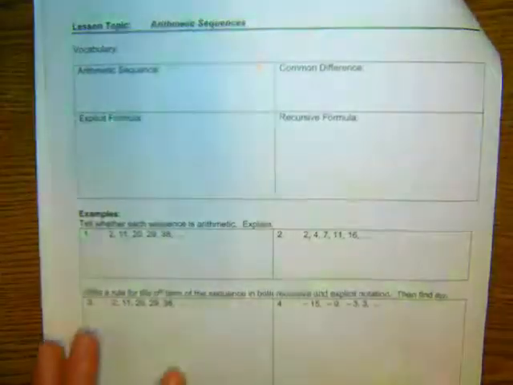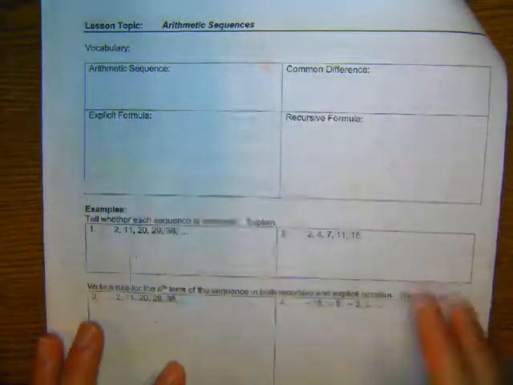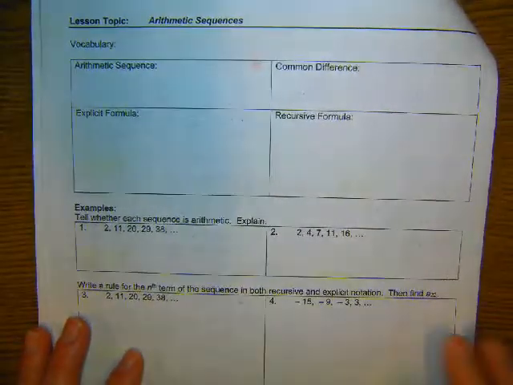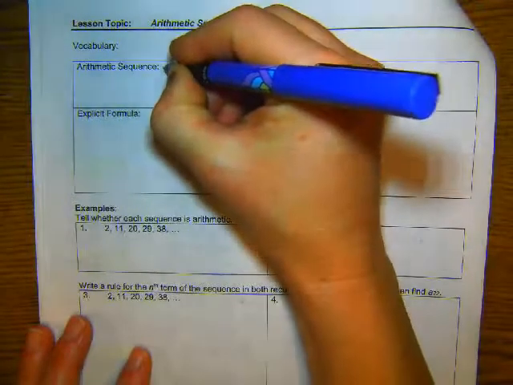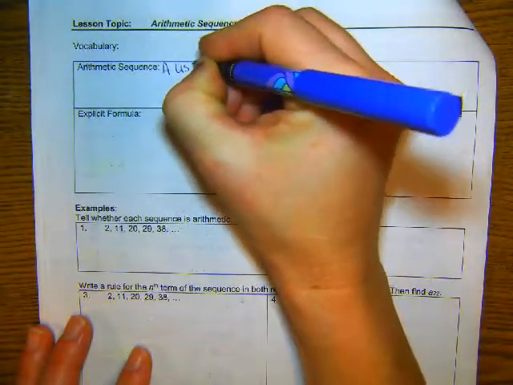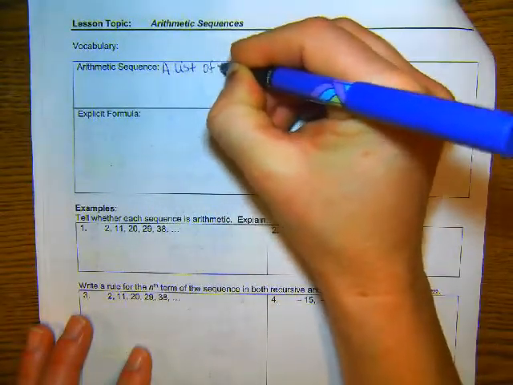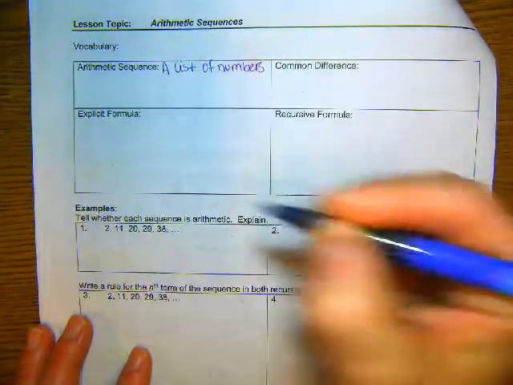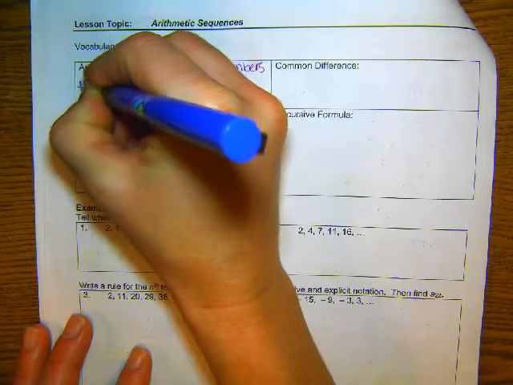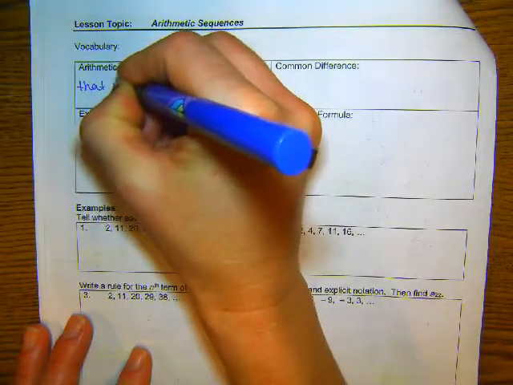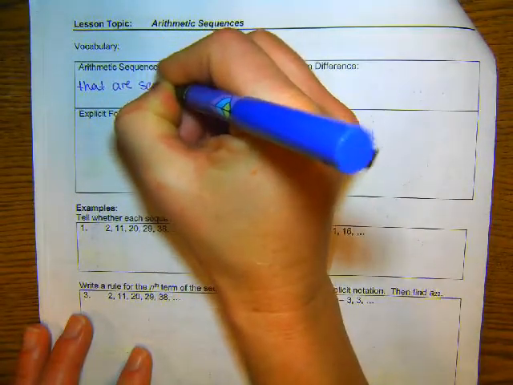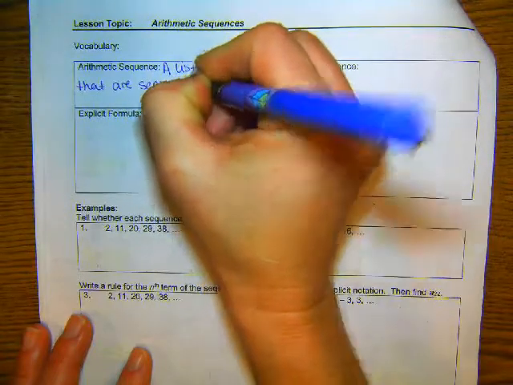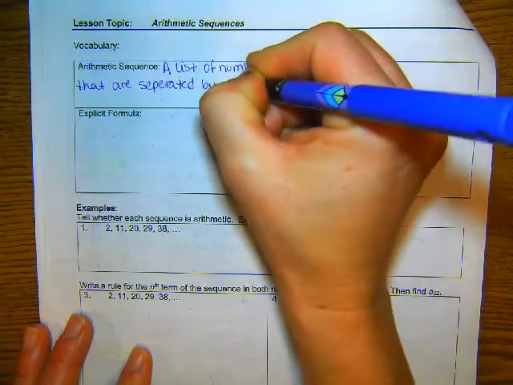So an arithmetic sequence, we're going to just talk about some vocabulary here a second. An arithmetic sequence is a list of numbers that are separated by a common difference.